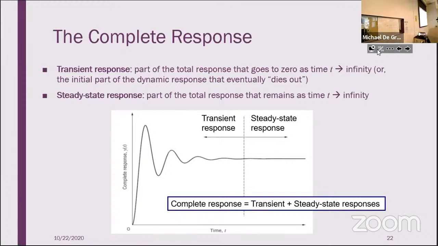The complete response of the system, the way that we're going to define this, is our transient response plus the steady state response. What's the difference? The transient response is the part of the system that changes as a function of time, and the steady state response is anything that doesn't change as a function of time. Another way of thinking of this is the transient response is the part of the total response that goes to 0 as the limit of time goes to infinity, or the part that dies out.